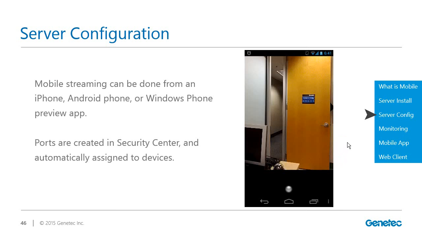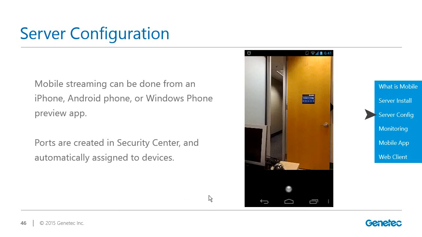Okay, so now that the outgoing video has been configured, let's take a look at incoming video. Apple and Android phone apps can stream video from the phone's camera back to Security Center. This option is also available in the new Windows Phone Preview app. Now using video streaming, security personnel can stream video from a live event and have it recorded in Security Center on an archiver, making it available even if their mobile device is not.